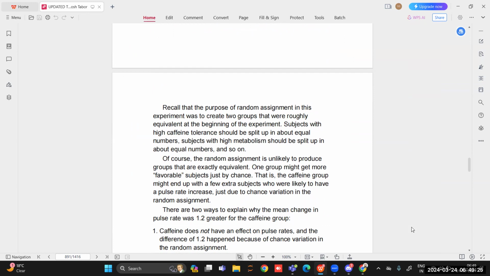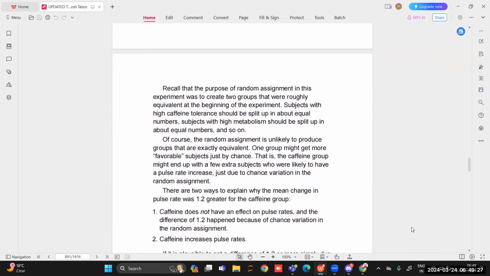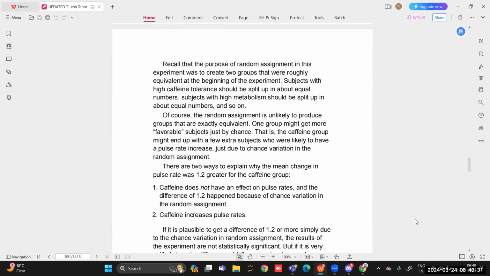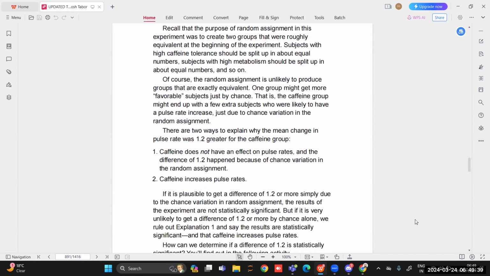We have seen all this data in the experimental designs in the previous lectures. Yes, what he is telling is that random assignment is unlikely to produce groups that are exactly equivalent. So a simple random sample is not good. A randomized block or matched pair design we have to use. One group might get more favorable chances.